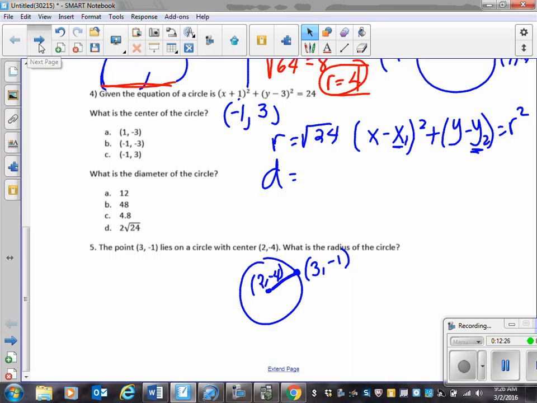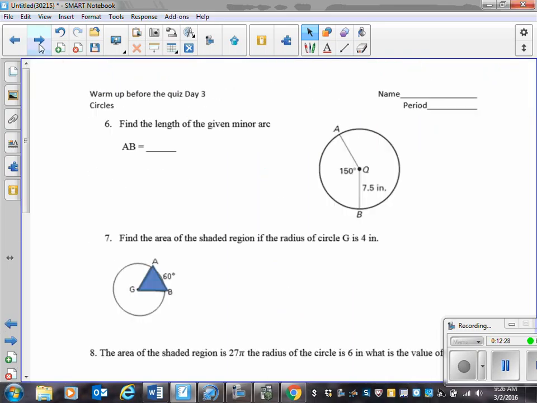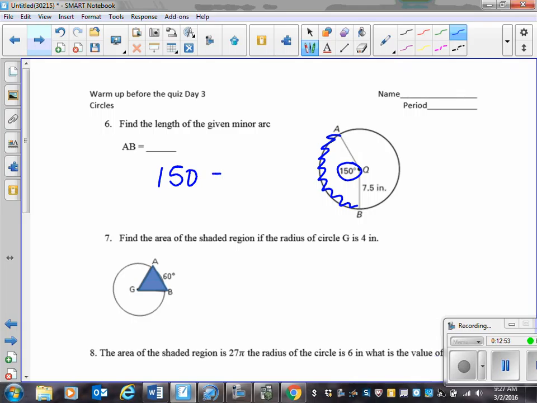All right, the backside, number 6. All right, so this is the first day lesson. It says, find the length of the given minor arc AB. So I need to know what is the length of this only AB part. So I know the degree of this part is given to be 150 degrees, right? When it's 150 degrees, what is the length of AB, right? That's what we're looking for.